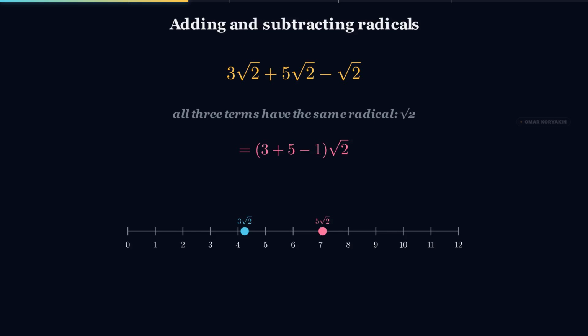Combine the coefficients. 3 plus 5 minus 1 equals 7. The radical itself stays unchanged. The expression equals 7 times the square root of 2, written 7 root 2. Verify on the number line. 7 root 2 is approximately 9.9, between 9 and 10. The single dot at 7 root 2 replaces the three separate dots at 3 root 2 and 5 root 2.